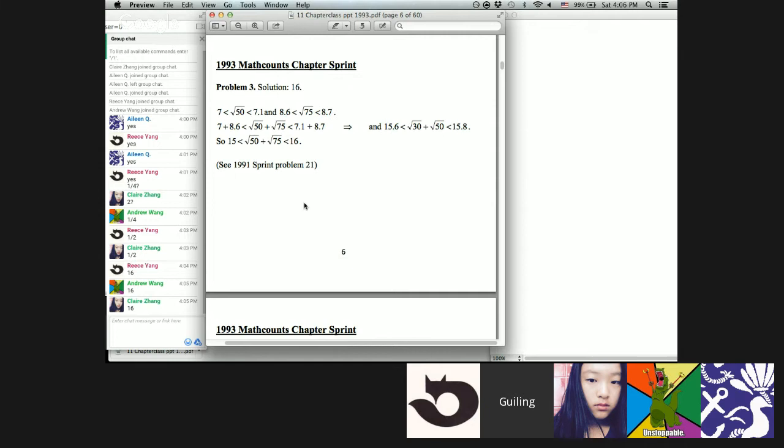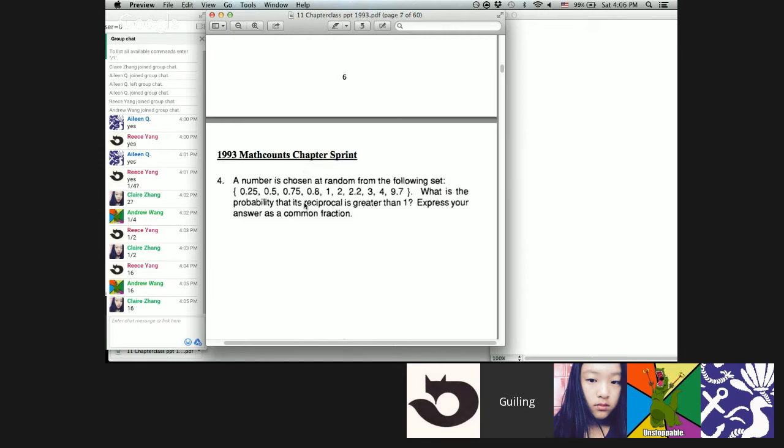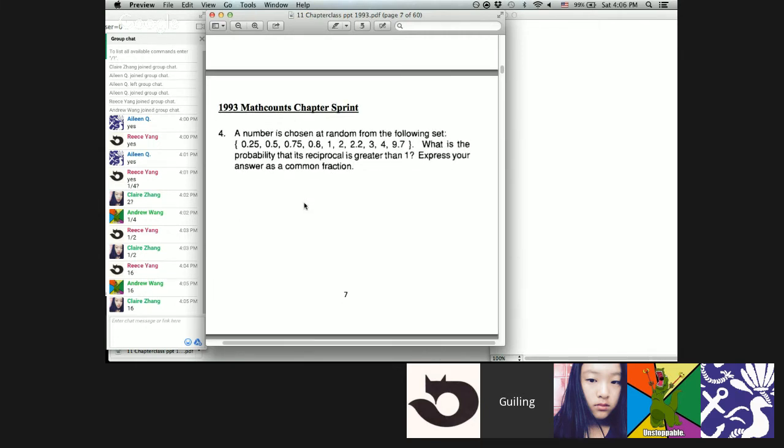Similar to sprint problem 1991, number 21. Okay, a number is chosen at random from the following set. What is the probability its reciprocal is greater than 1? Express your answer as a common fraction. Sorry about that.